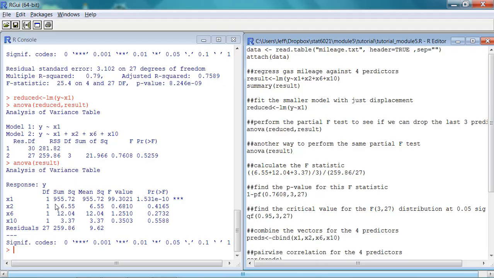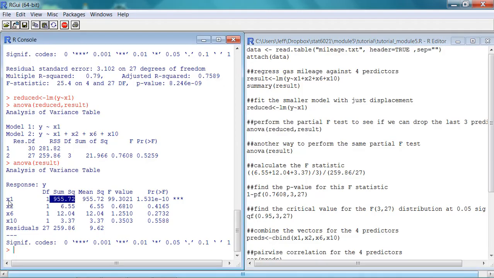So this first sum of squares is the SSR for the first predictor. This sum of squares over here is the SSR for the second predictor, given that the first one's already in the model. So every sum of squares that you see here is the sum of squares for this specific predictor, given that the previous predictors are already in the model, right? So that's how we interpret the sum of squares over here.